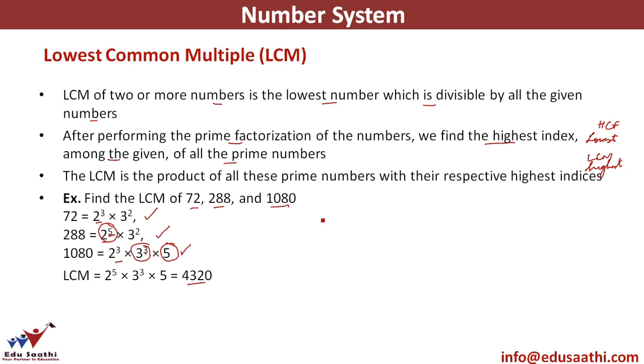Now 4320 is the smallest number which is divisible by 72 and 288 and 1080. The next such number would be double of this, which will be 8640. That will be the second number which is divisible by all 3 of them simultaneously.